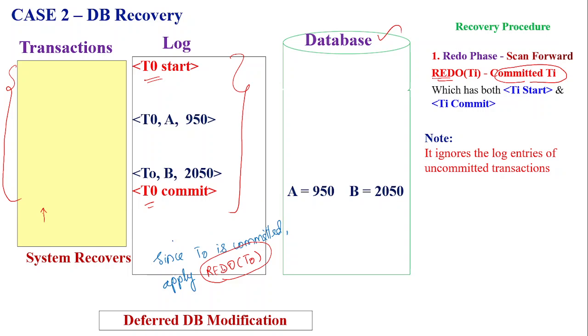When the redo procedure is applied on T0, the updated values of A and B are again applied to the database. So A and B values are reapplied to the database.